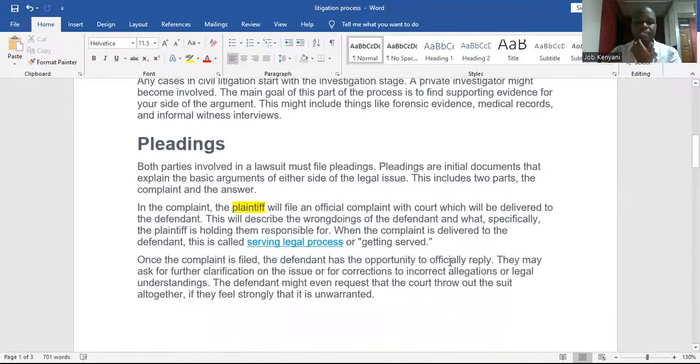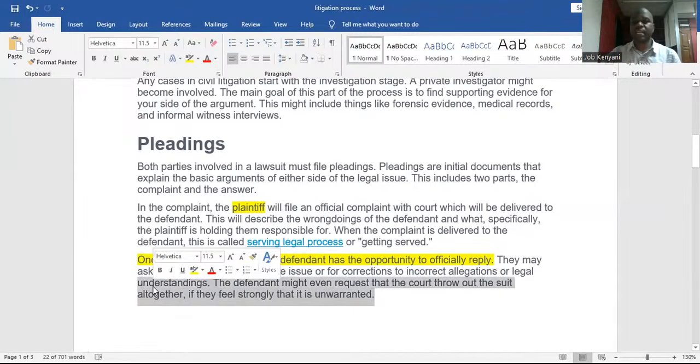Once the complaint is filed, the defendant has the opportunity to officially answer or reply. They may ask for further clarification on the issue, or for corrections to incorrect allegations or legal understandings. The defendant might even request that the court throw out the suit altogether if they feel strongly that it is unwarranted, or that there is no concrete evidence to pin them down.